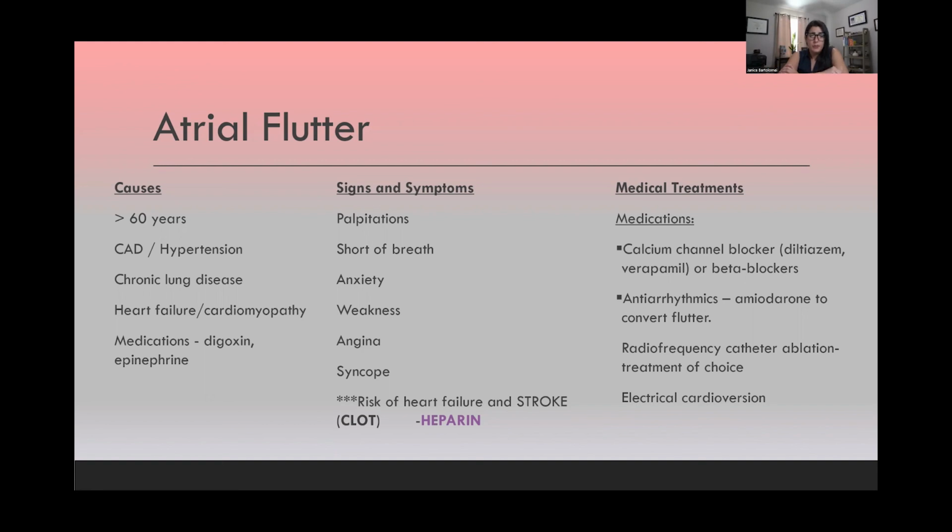So the treatment for this is that we're going to do calcium channel blockers like diltiazem or beta blockers. We can also give them antiarrhythmics, amiodarone, that converts basically the flutter. And sometimes they do require an ablation, which is like burning that irritating spot in the atrium to convert them back. Sometimes they could also do cardioversion, electrocardioversion.